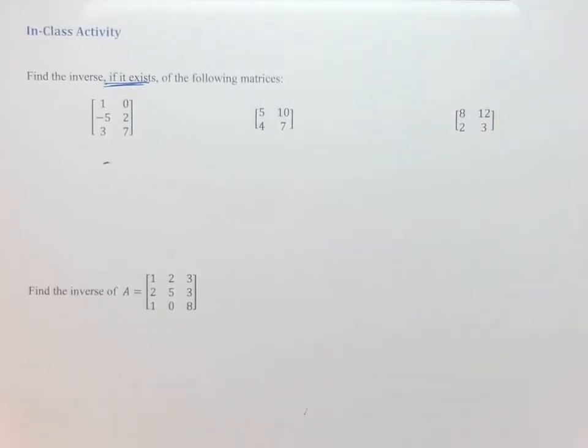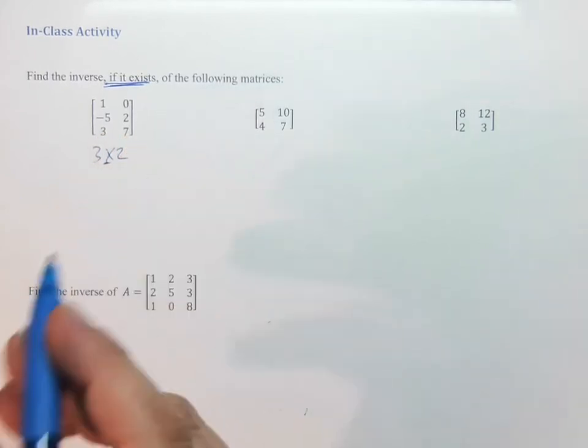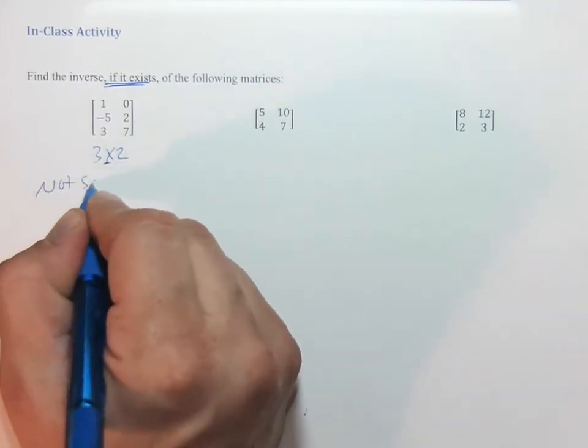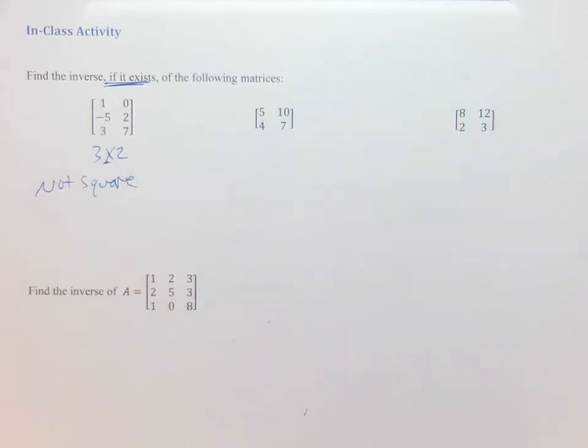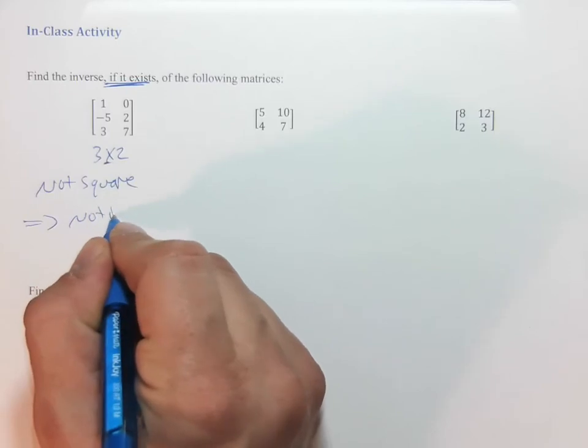Pause the video right now, give it a go. I am going to start going over it now. Okay, so this first one, this is a 3 by 2 matrix. It's not square. In order to talk about an inverse, we need to have a square matrix. Since it's not square, that means it's not invertible.